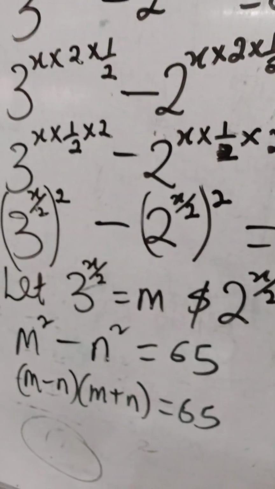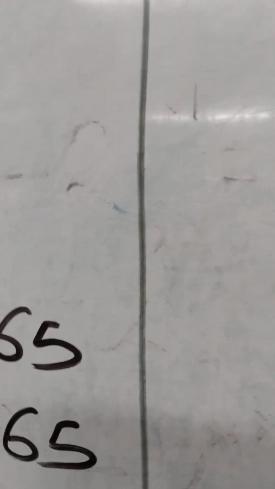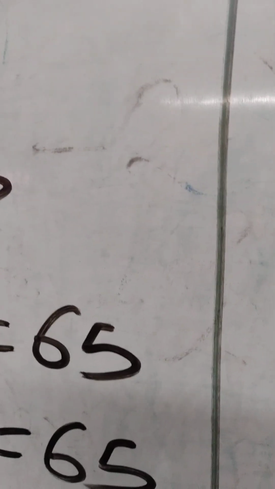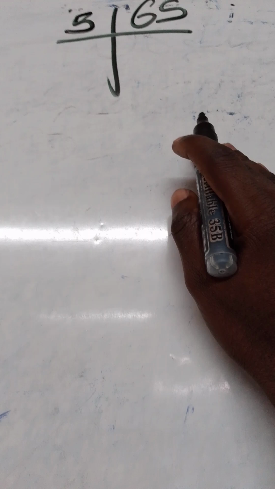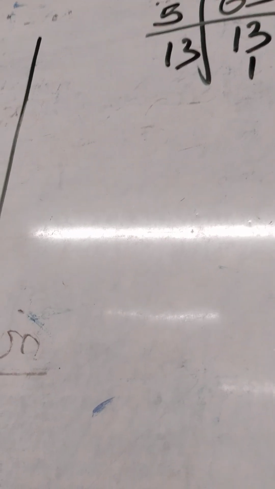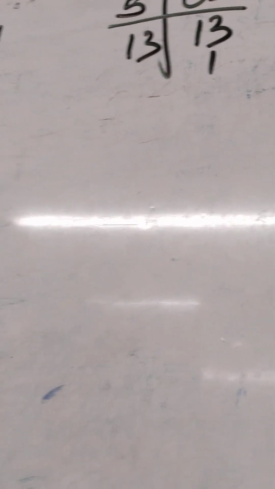Now, can we now factor this 65? 65 can be factored in this form. What can go in 65? Okay, I have 5. 5 can go in 65, 13 times. Is that clear? So 13 in 13, that's 1. That means 65 can be 5 times 13. 65 can also be 13 times 5.